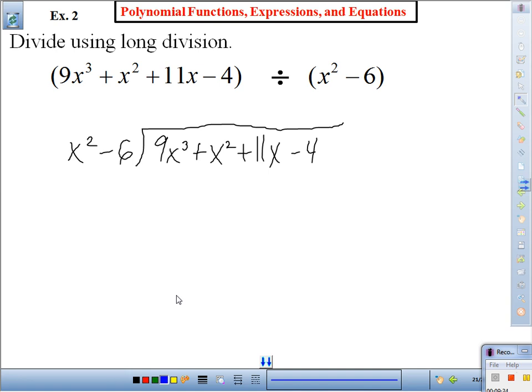I'll give you a head start. Do one step at a time so you don't have to do a lot of it, and then all of a sudden you make a mistake and erase. Do the next step.